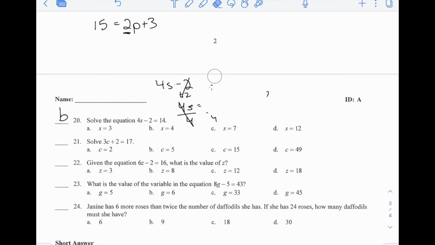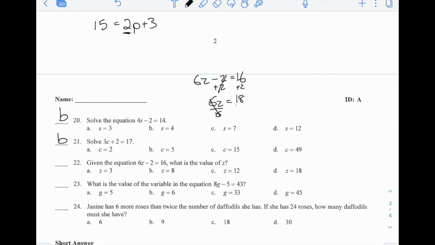Okay, let me get some more room for myself here. So that one we're saying that C was 5. Okay, 2z subtract 2 equals 16. Again, we're subtracting 2, so I'm going to add 2 plus 2. Okay, so I've got 6z equals 18. Divide by 6. Z equals 3.